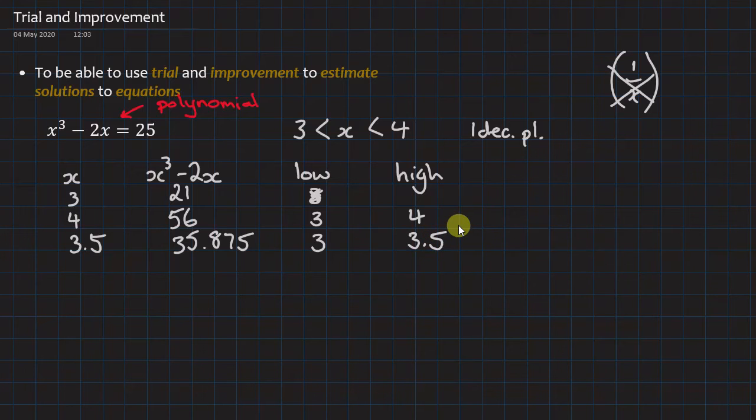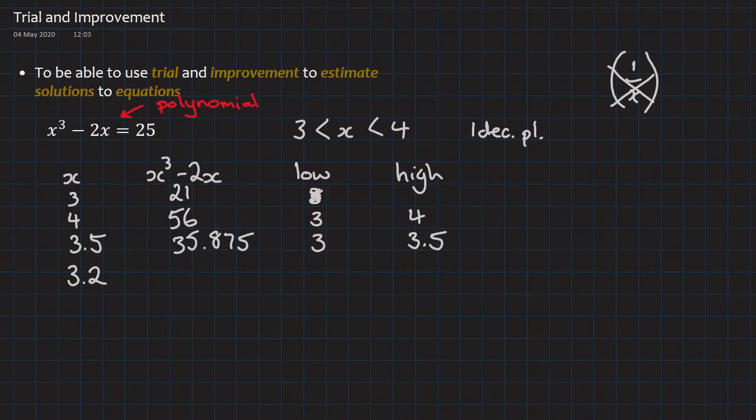So I can try another number. Until I know between which one decimal place values there are, I'm going to stick to using one decimal places. If you start now trying to do 3.25 and 3.125, you can go forever doing that, and you still won't necessarily be able to say what the one decimal place is. So we'll try 3.2.